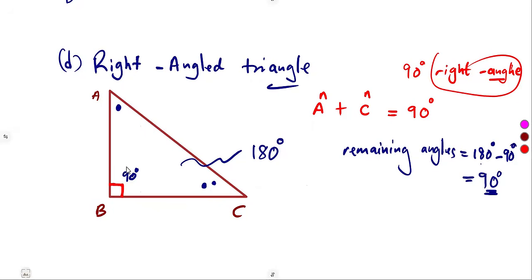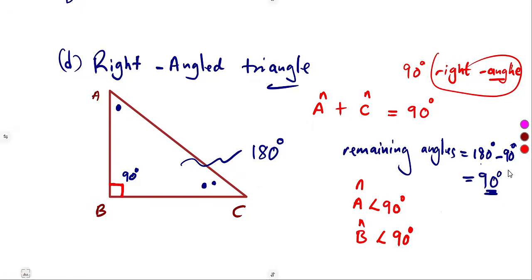So we cannot have two 90 degrees in this triangle. As long as it's a triangle, we cannot have two of them. We can only have one 90 degrees. And thus, on a right angled triangle, the 90 degree will be the biggest angle, because angle A and angle C add up to 90 degrees. So automatically angle A on its own is going to be less than 90 degrees. Angle C on its own is also going to be less than 90 degrees.